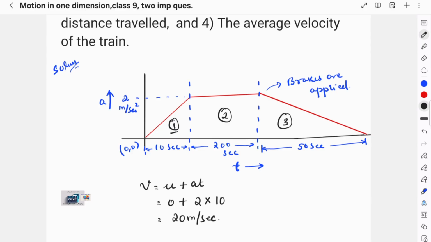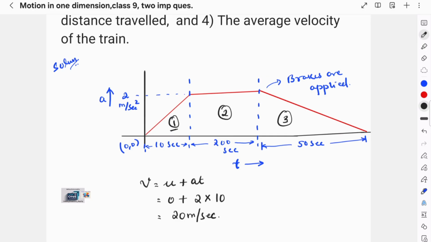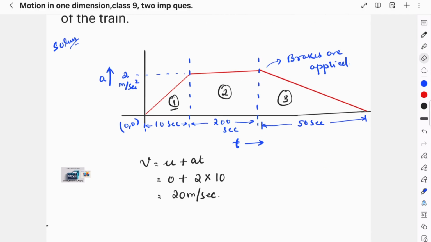In the second part, the train is moving at a constant speed of 20 meters per second for 200 seconds. Okay, so this is the constant speed part. Okay, now let's come to the braking part. Now the brakes are applied and the train comes to rest after 50 seconds. Okay, now let's see this condition.